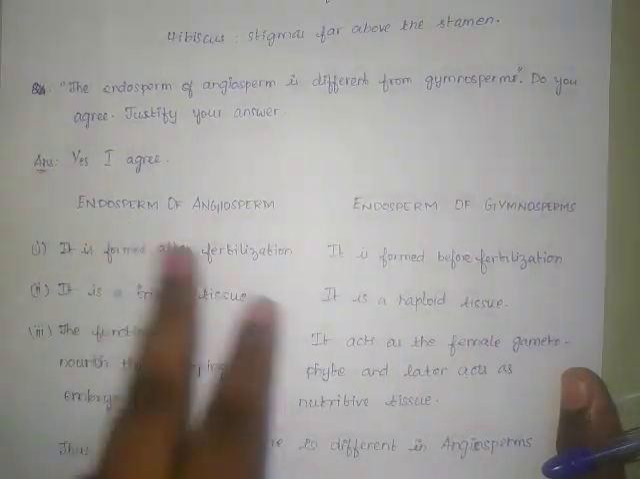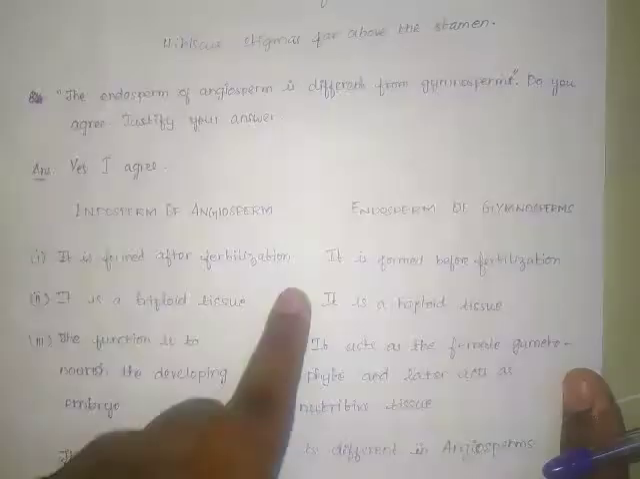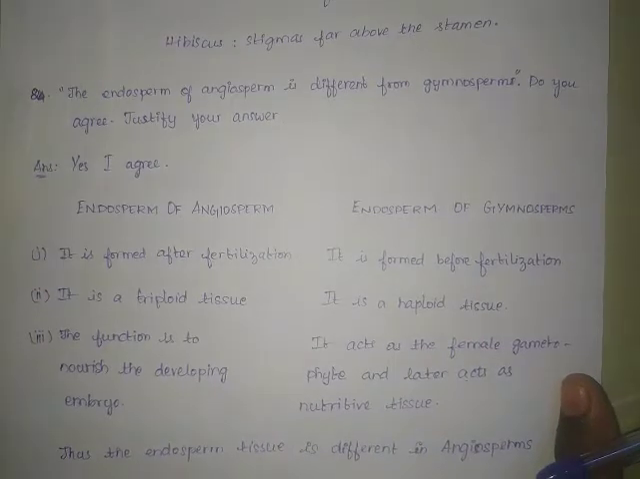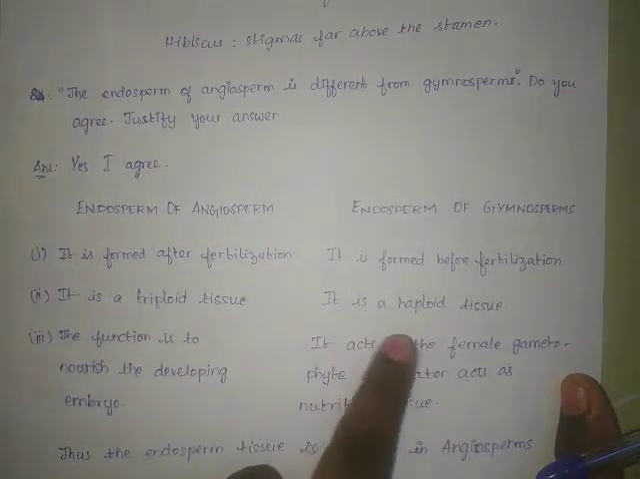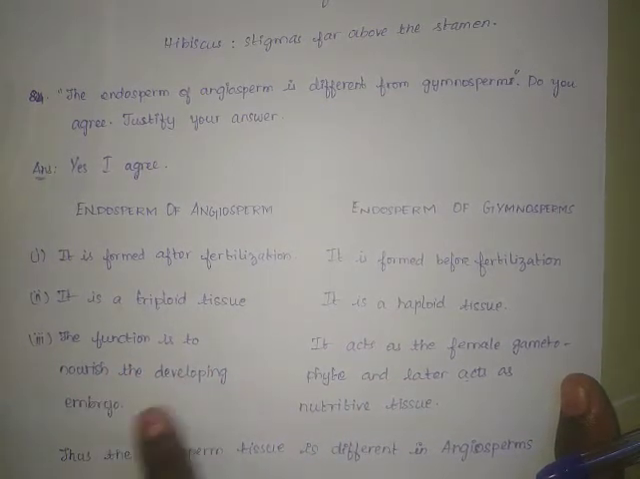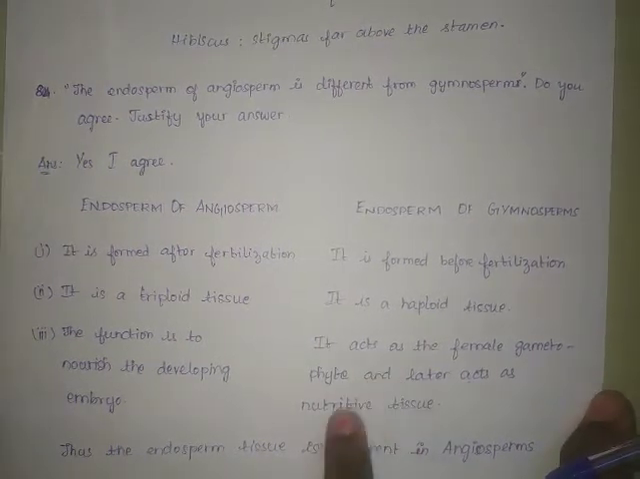For endosperm of angiosperm, the differentiations are: it is formed after fertilization, and in gymnosperm it is formed before fertilization. It is a triploid tissue, whereas in gymnosperm it is a haploid tissue. The function is to nourish the developing embryo. It acts as the female gametophyte.